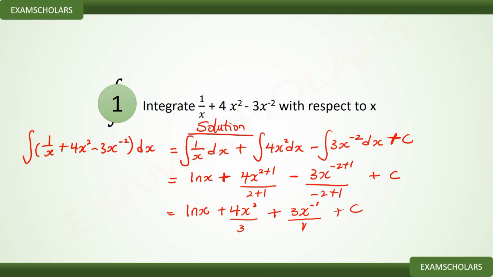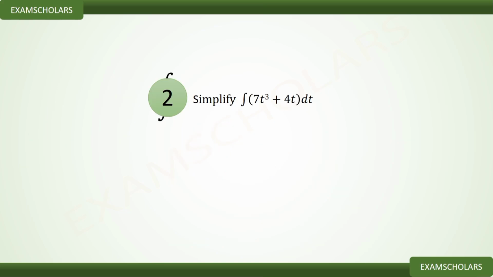Finally, let's write our expression. We have ln x plus 4x raised to power 3 over 3 plus, you can bring this one down, 3 over x. x to the power minus 1 is 1 over x, plus c. As simple as A, B, C. Let's move to the next question.